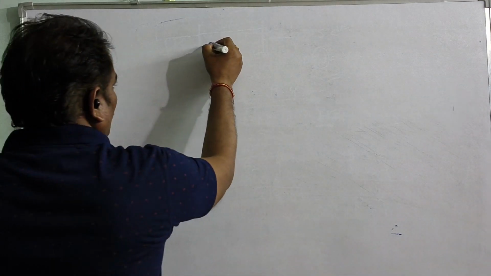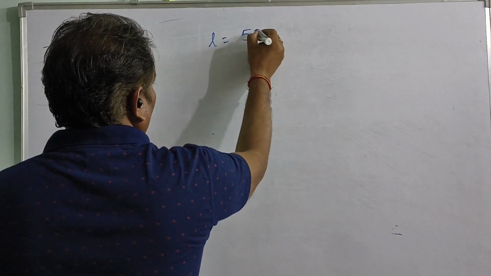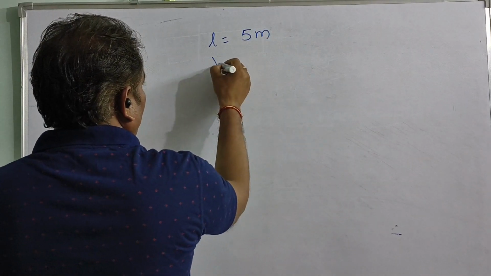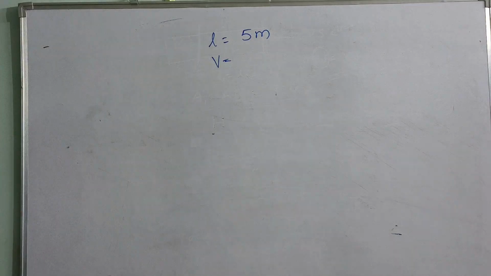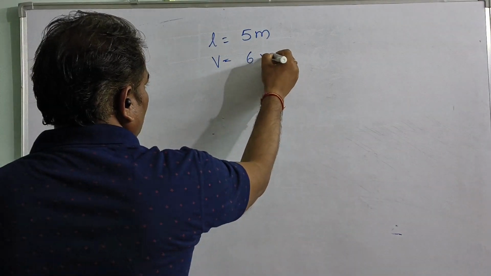Next, a potentiometer wire is 5 meter long, and the potential difference is equal to 6 volts.